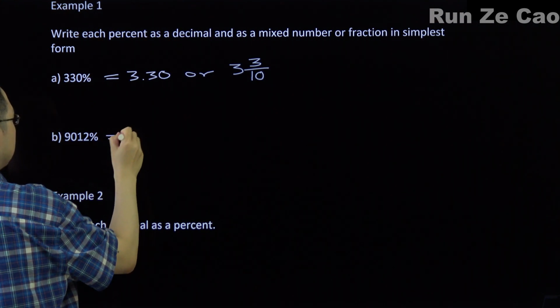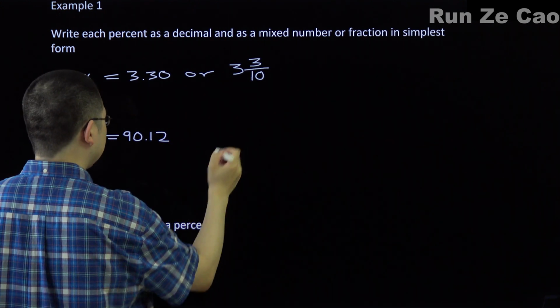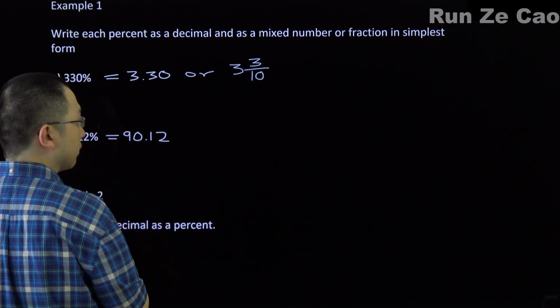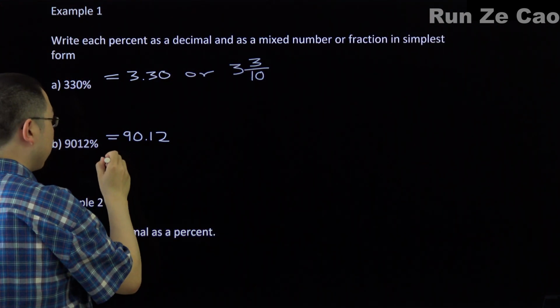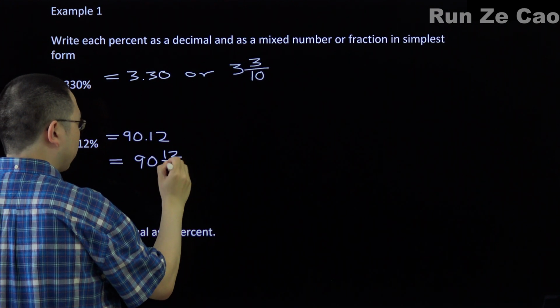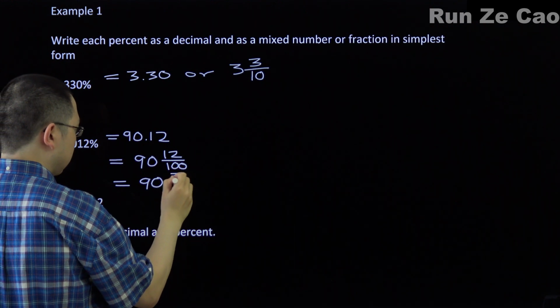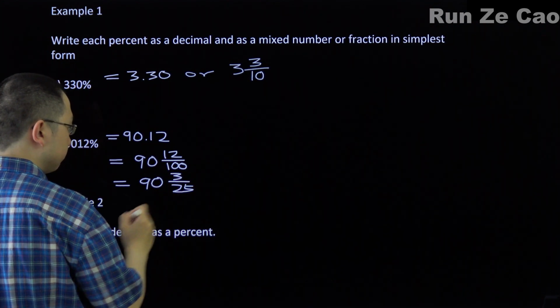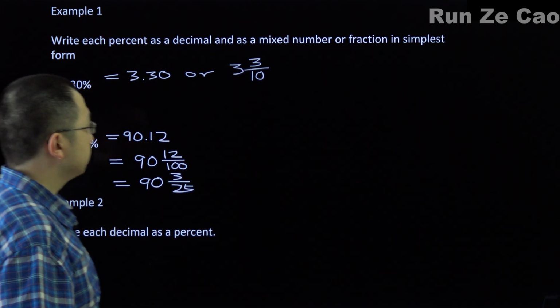9,012% is equal to 90.12. What else could it be? Oh, fraction in simplest form. 90.12 is also equal to 90 and 12 over 100, which is equal to 90 and 3 over 25. Yeah, that's a mixed number. That's a decimal.